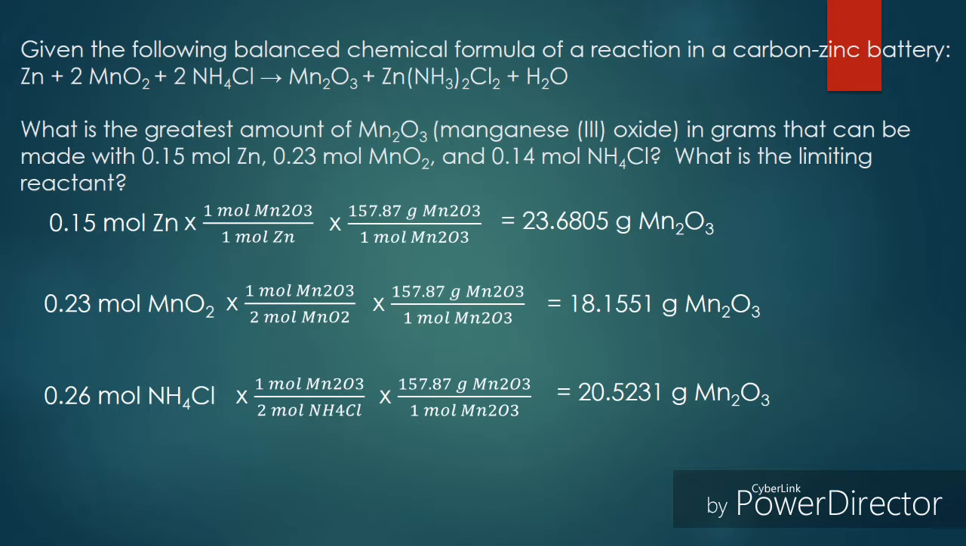Now that we have these numbers, we can determine the greatest amount of manganese(III) oxide in grams that can be made, and we can also find the limiting reactant. The greatest amount of manganese(III) oxide that can be formed is the smallest number that we got as our answer, so that would be 18.1551 grams of manganese(III) oxide. Since this is made from manganese dioxide, manganese dioxide will be our limiting reactant.